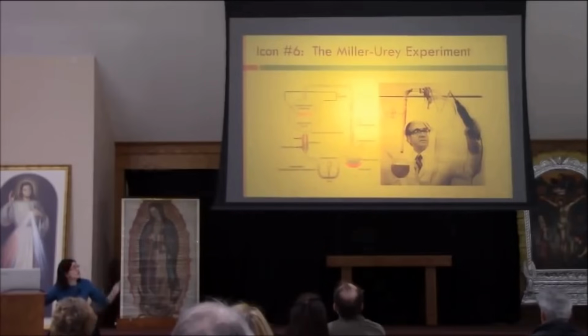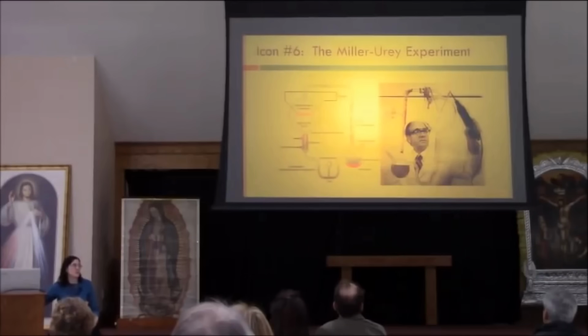So this gentleman in this picture, he was younger then when he did the first experiment, but he actually put some gases in a flask. He put a spark of lightning through them, simulating lightning, and he created amino acids. And this was hailed as like the definitive experiment that life could have come from non-living matter.